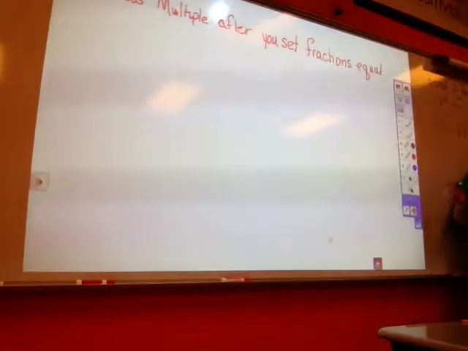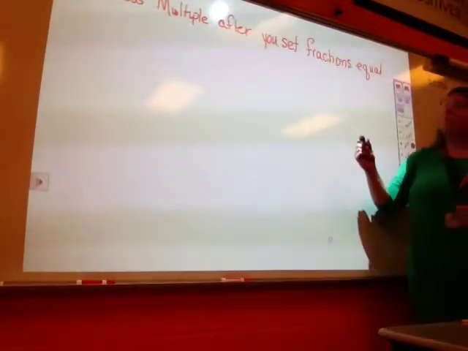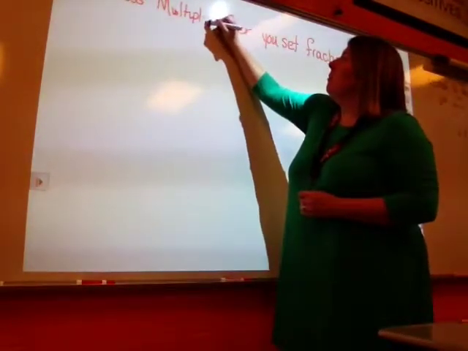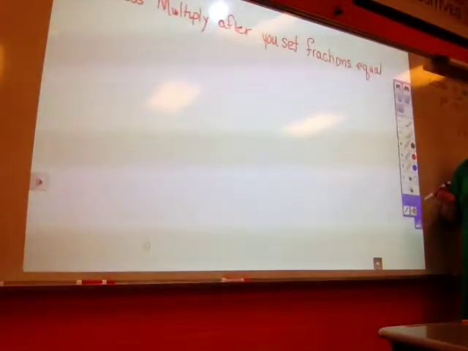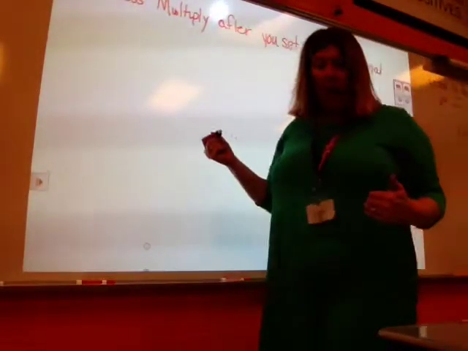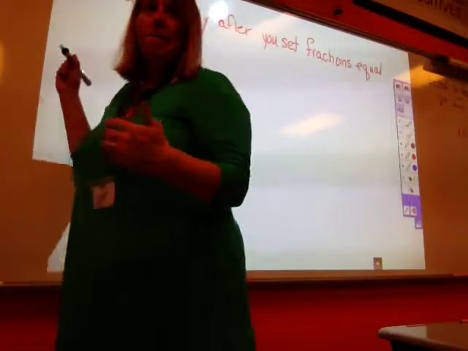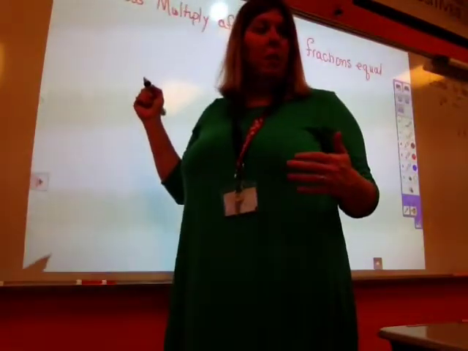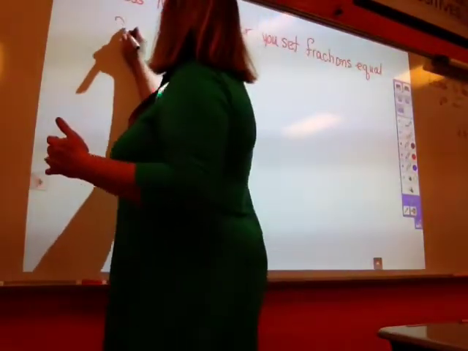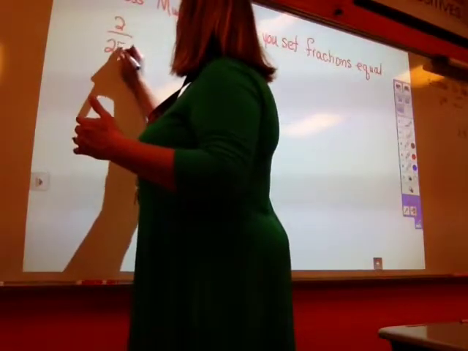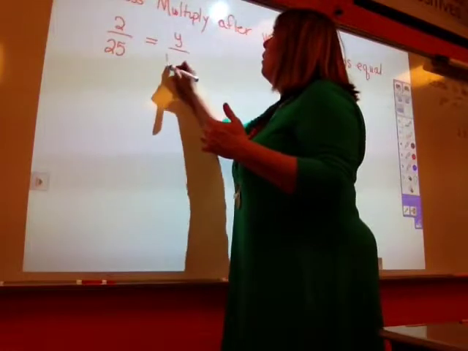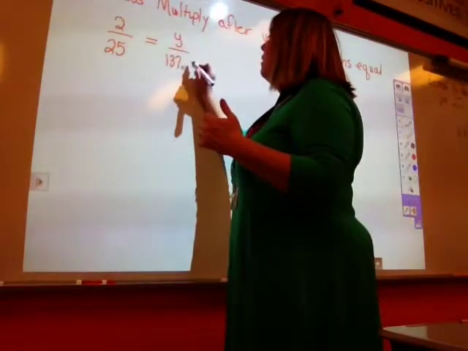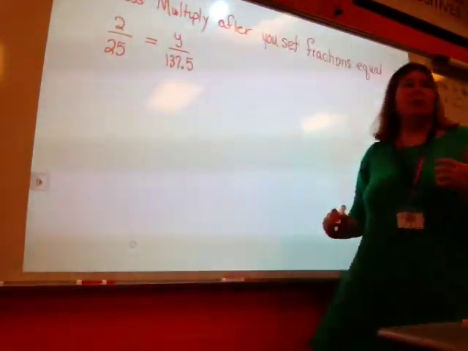Okay, so we're going to cross multiply after you set your fractions equal. So what was our first fraction? Look in step 1. What was our first fraction? 2 over 25. What was our second fraction? y over 137.5. So now what can I do?